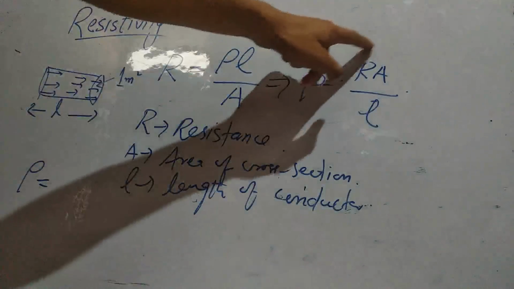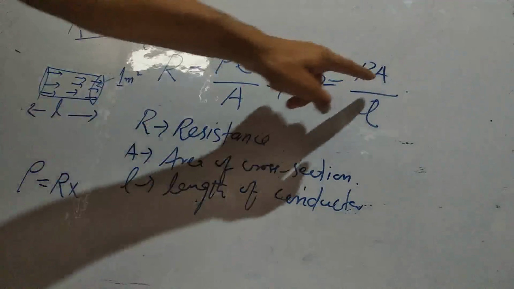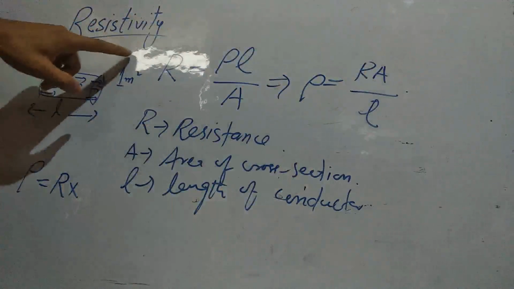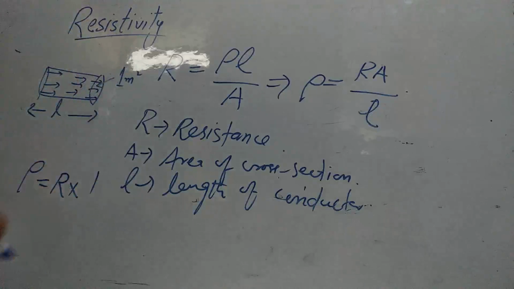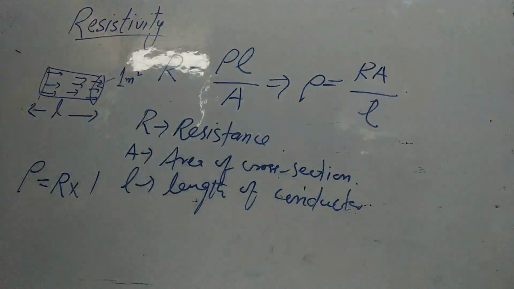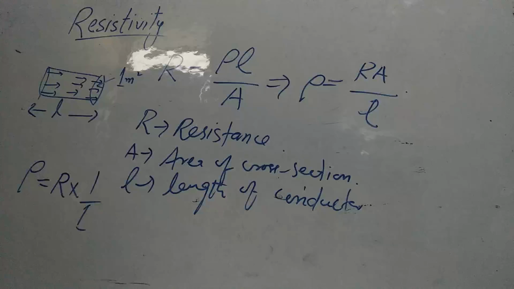Rho is equal to R, the resistance, multiplied by the area of cross section, which here is 1. So I will draw this right here as 1, and the length of the conductor is also 1 meter. So I can deduce here that rho is equal to R.